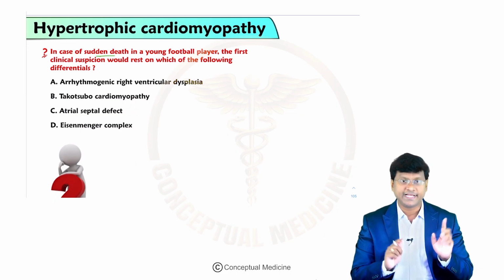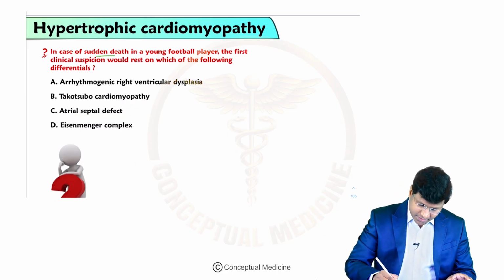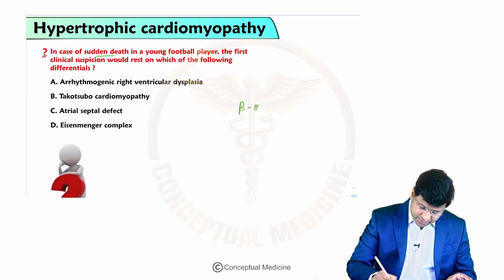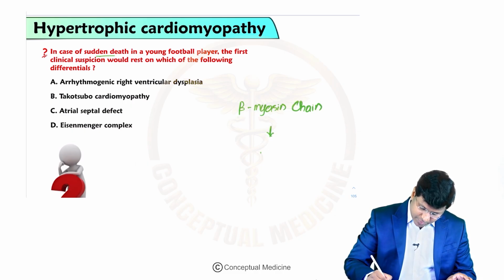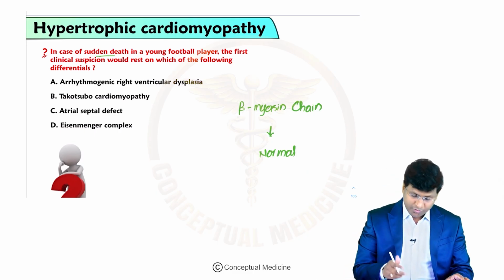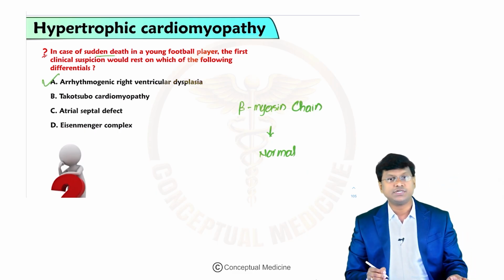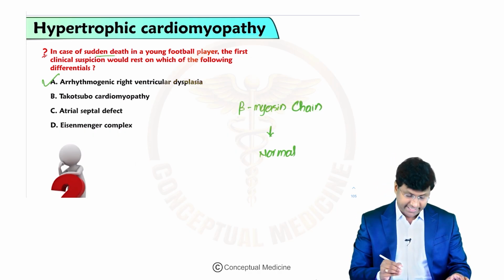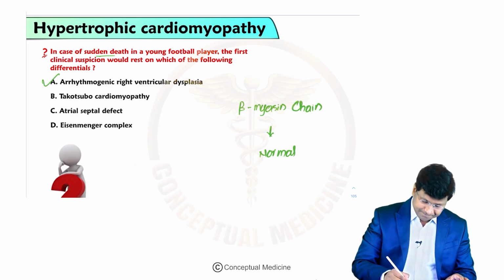is not HOCM. So for example, you have checked the β-myosin chain and the β-myosin chain is normal, right? But still the individual had a sudden cardiac death. So what would be the next important differential diagnosis? That would be arrhythmogenic right ventricular dysplasia. I have taught you just now.